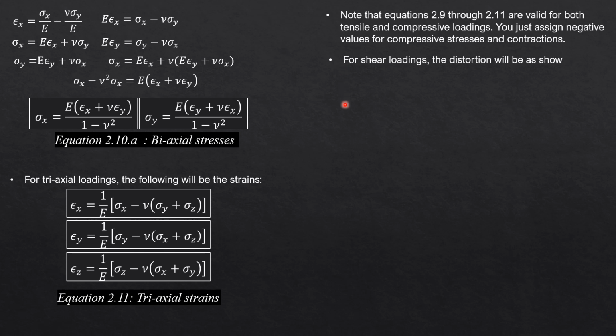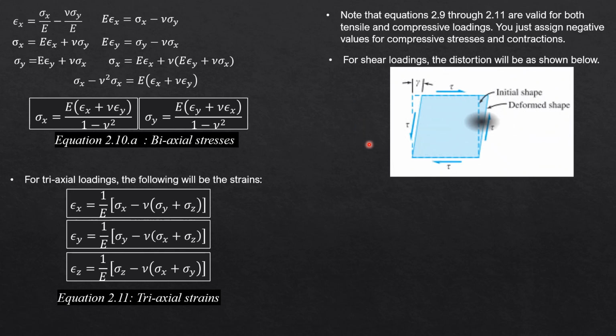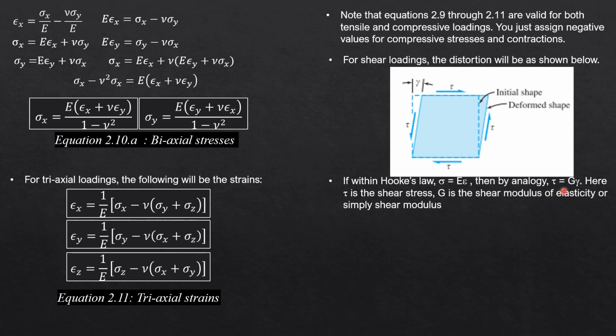For shear loadings, the distortion will be as shown below. So this is the shear strain. This is the original element. Then when distorted in the deformed shape, we have this shearing strain. If within Hooke's law, stress is proportional to strain, then by analogy, shear stress is also proportional to shear strain. And the constant of proportionality is denoted by capital G. We call it the shear modulus of elasticity, or simply shear modulus, or modulus of rigidity. And gamma is the shear strain.